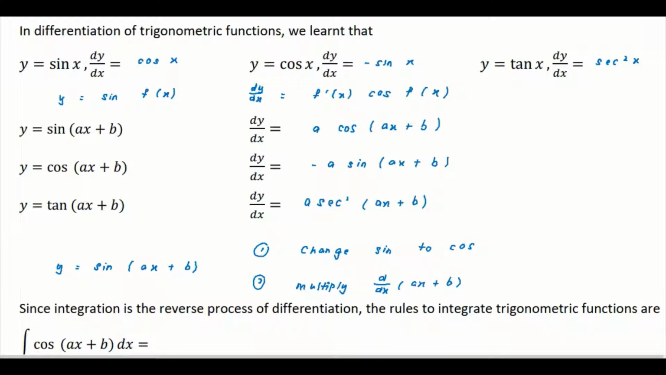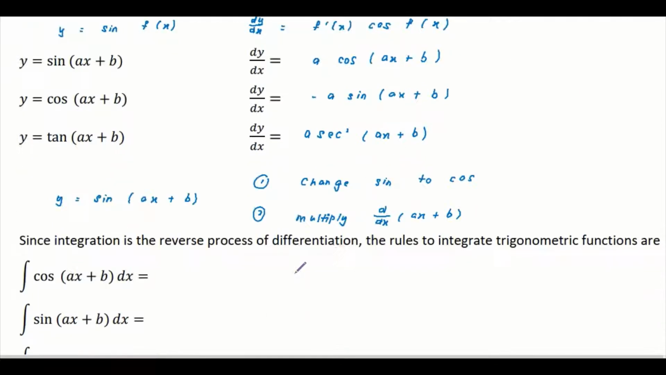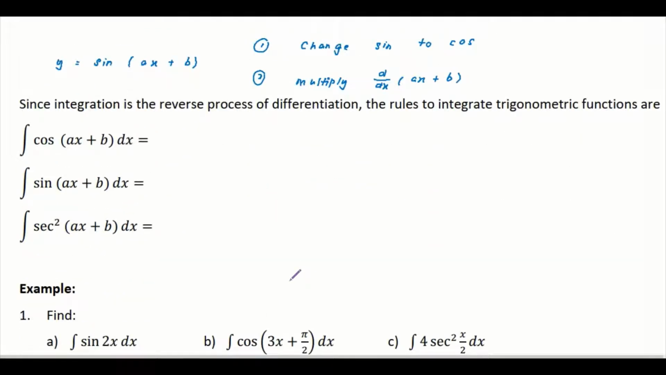So for sine ax plus b, the first thing you do is change sine into cos, because when you differentiate sine, you get cos. Then after that, you multiply the whole function by the derivative of ax plus b. Now, if integration is the reverse process, what are the steps that we need to do? Just now we multiplied by the derivative. What is the reverse process of multiply? It will become divide, correct? So 1 over a. Let me write it down here so you can understand it. This is how you get dy/dx equal to a cos ax plus b.